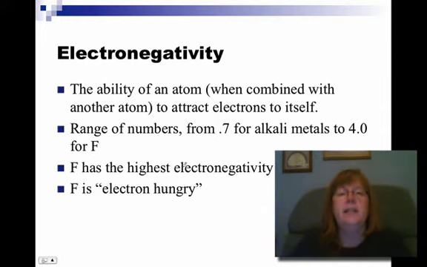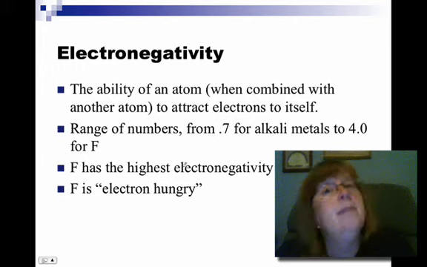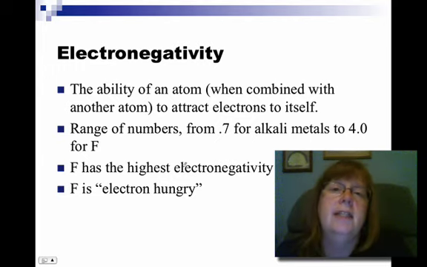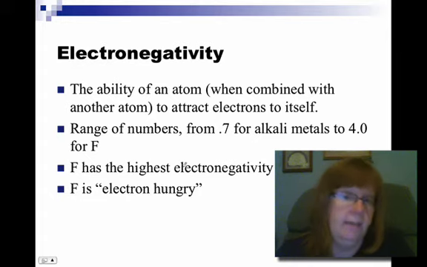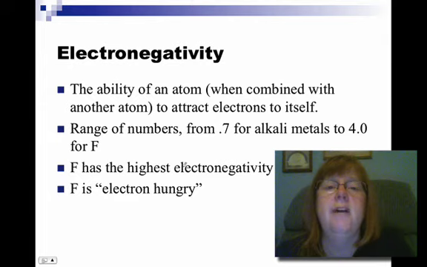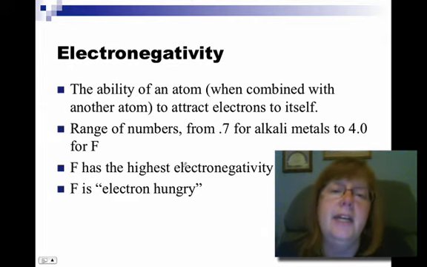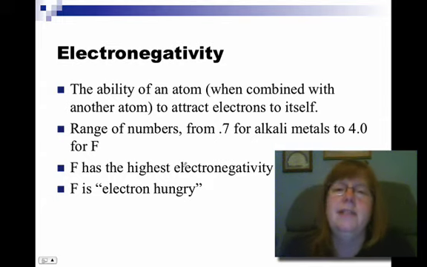All right, electronegativity. The definition is the ability of an atom, when it's combined with another atom, to attract electrons to itself. And fluorine has the highest electronegativity of 4.0. It really does not want to have electrons taken away. It really wants to attract electrons to itself. And so it has the highest electronegativity. And alkali metals, they really don't care about attracting electrons to themselves, so they have a low electronegativity.